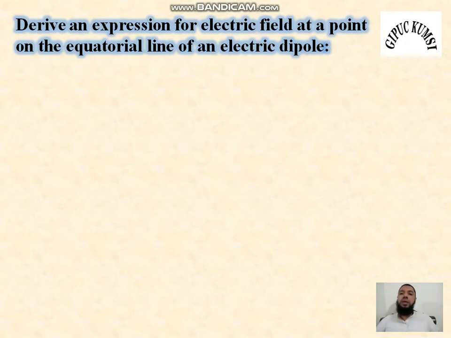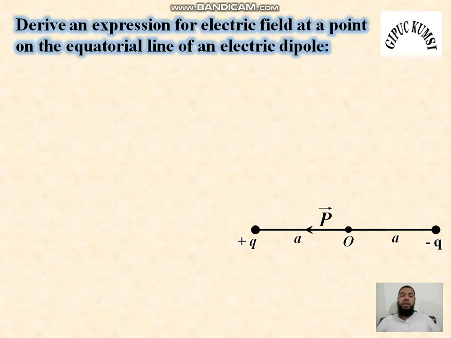Now, let's have one more important derivation. Let's try to obtain an expression for the electric field at a point on the equatorial line of an electric dipole. Electric dipole in a equatorial line ಮೇಲಿರುವಂತ electric field ಅನ್ನು ಕಂಡುಹಿಡಿಯೋಣ. For that, let's consider a dipole. ಒಂದು dipole ಅನ್ನು consider ಮಾಡೋಣ.